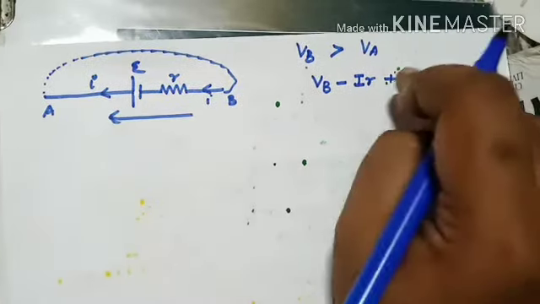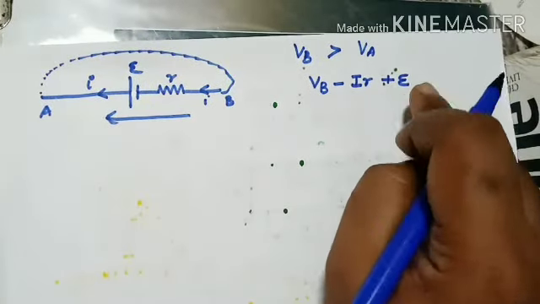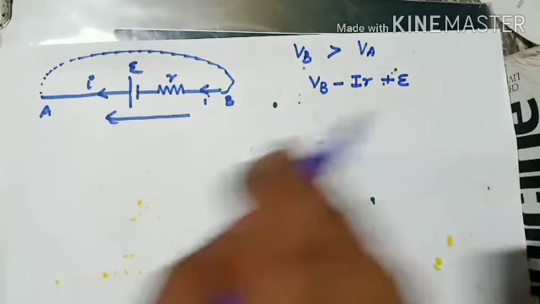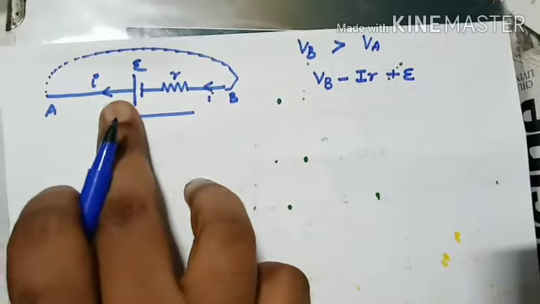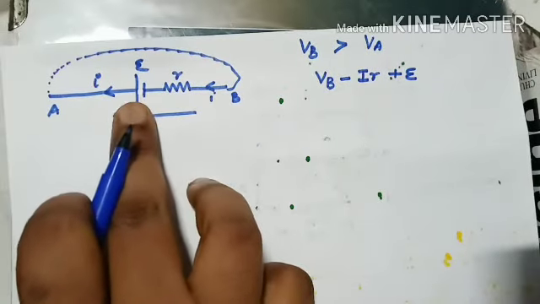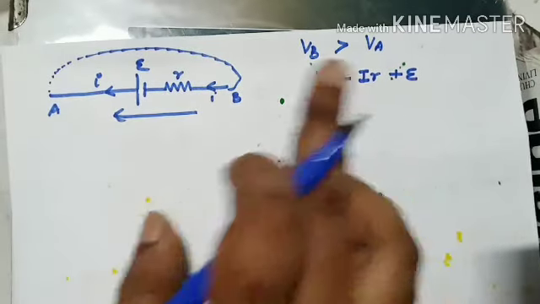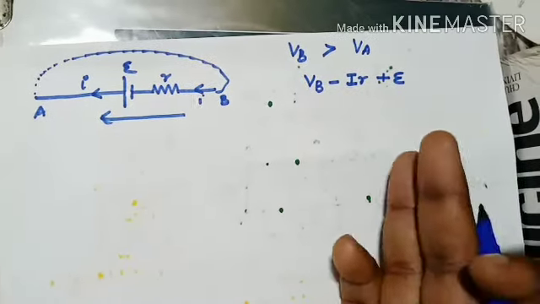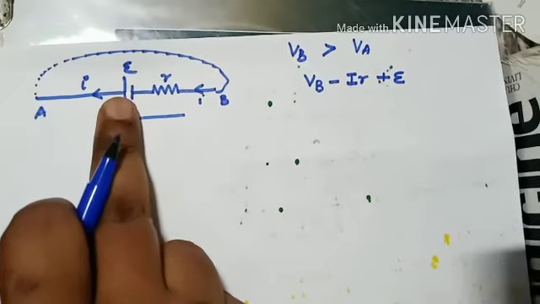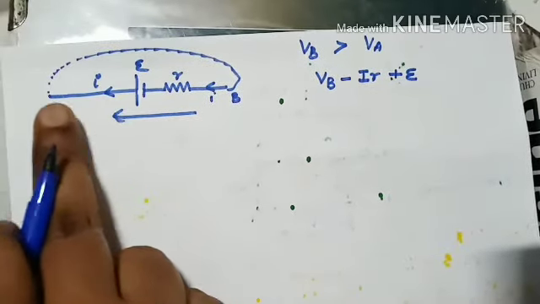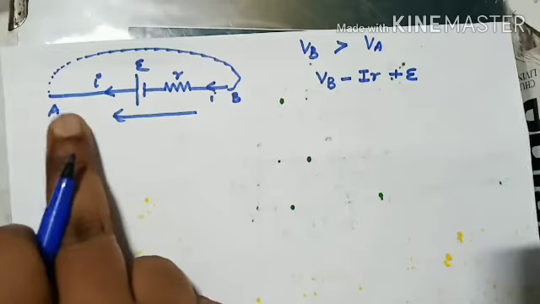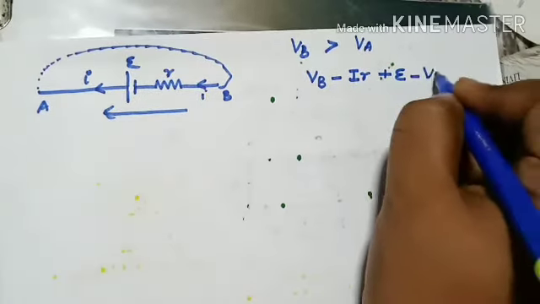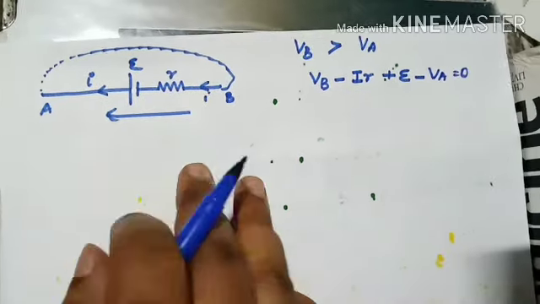These plus and minus signs we will study in detail in the case of Kirchhoff's law, but just understand how it is moving. Clear? Now moving from negative to positive, lower potential to higher potential, is a gain. Higher potential to lower potential is said to be a loss. This much clear? Now it has moved through E and then it is reaching VA. VA is having lesser potential, right? So I will write it as minus VA is equal to 0.